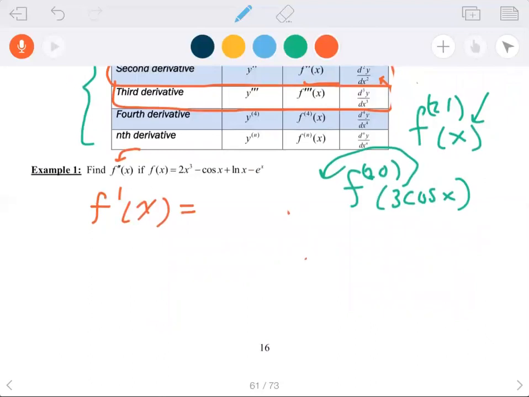This chapter is just called Advanced Derivative Rules. So let's take a look. Our first derivative would be 6x squared. The derivative of cosine is negative sine, and I have a negative in front of that, so I'd have a plus sine x. The derivative of the natural log of x is 1 over x. The derivative of e to the x is e to the x. And again, if that had been e to the 4x, the derivative of e to the u is e to the u du.